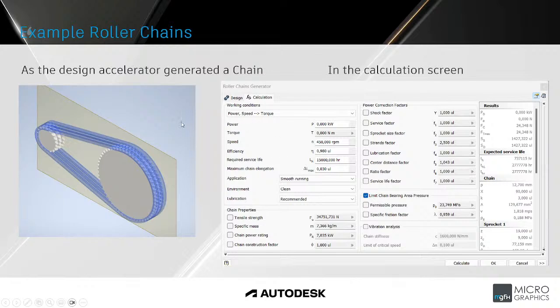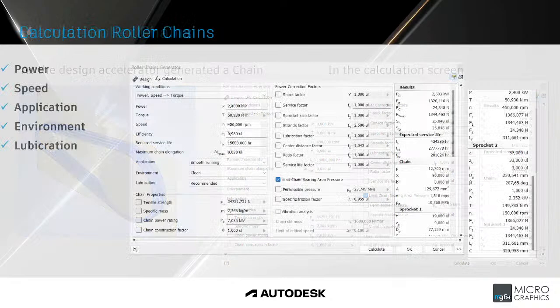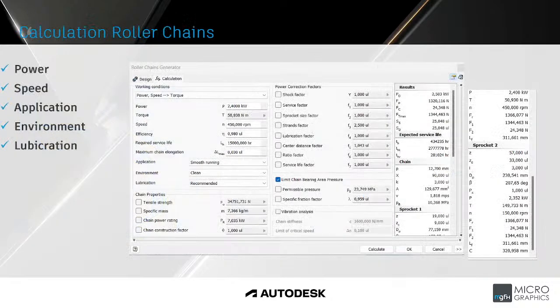So when you do your calculation, you can see you have different options you can insert. You can put in the power, the speed, the efficiency, the required service life. And that's just to name a few of the options that are available in the roller chains. So you can, like I said, power, speed, application, environmental, your lubrication.